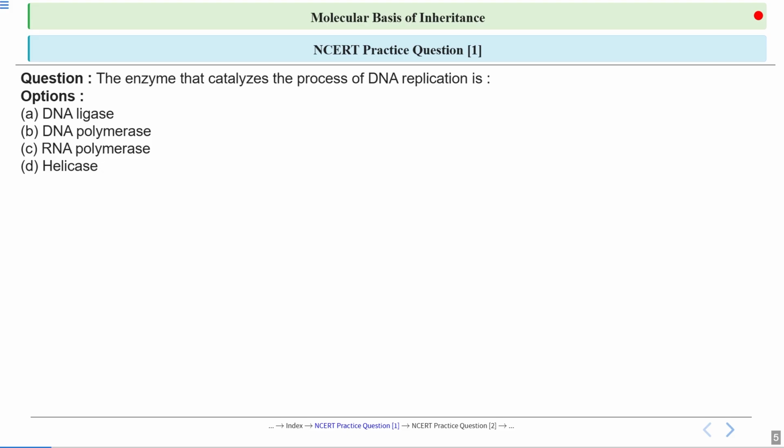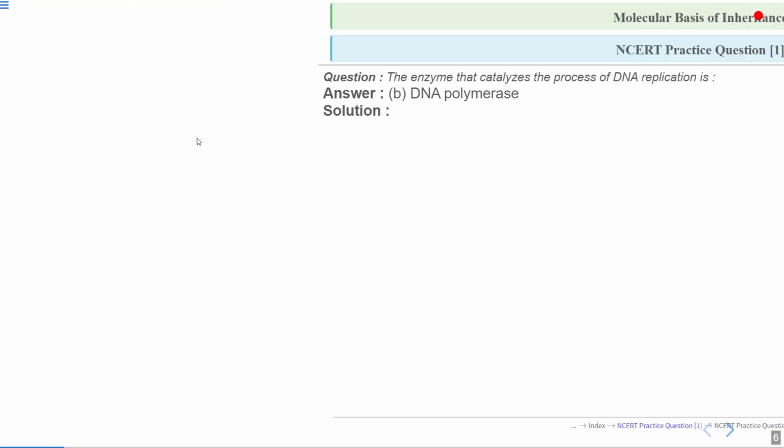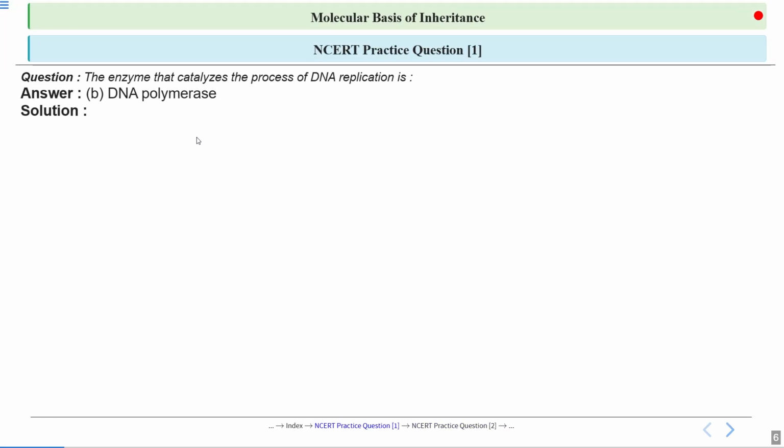What is the first question here? You have to tell the name of the enzyme that catalyzes the process of DNA replication. DNA replication is also known as DNA duplication. More copies of DNA are synthesized. Now let's have a look at the options. Option A is DNA ligase, B is DNA polymerase, C is RNA polymerase, and D is helicase. So what is the correct answer? Let's have a look at the answer. The answer is DNA polymerase. Option number B is the correct answer.